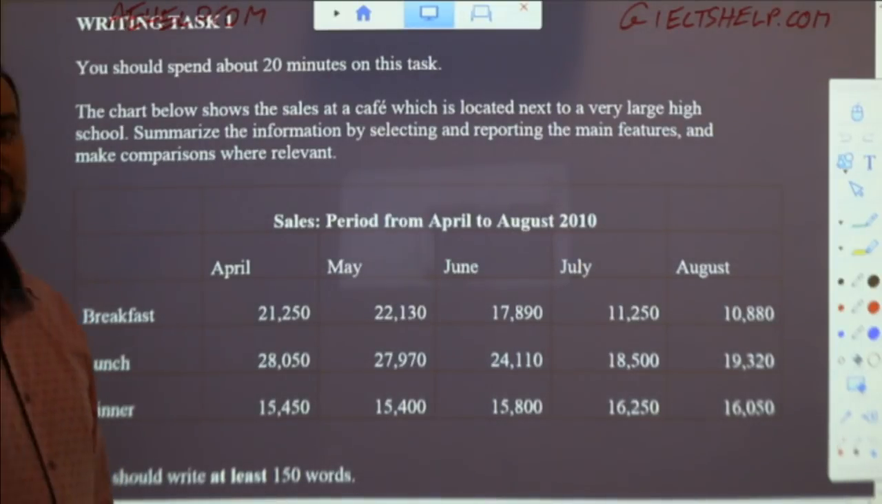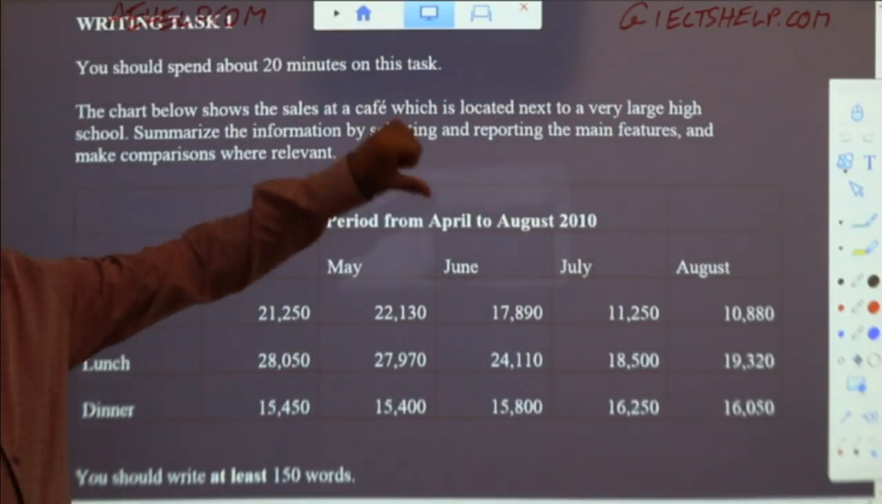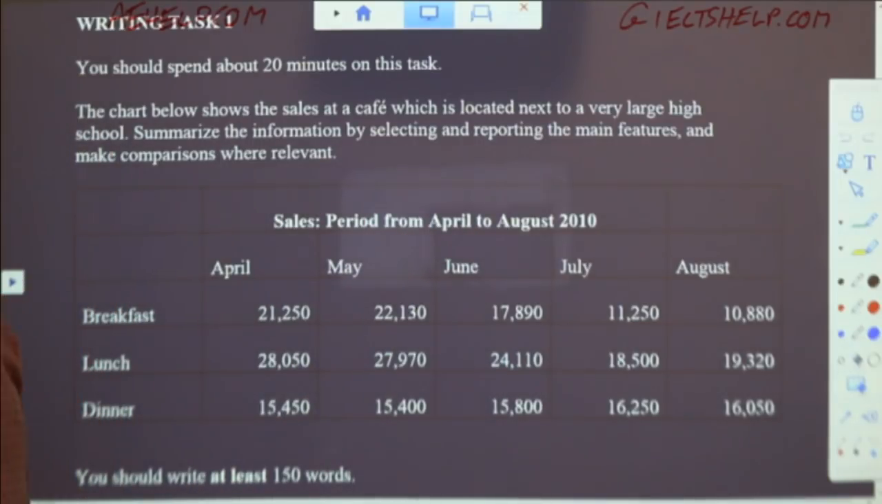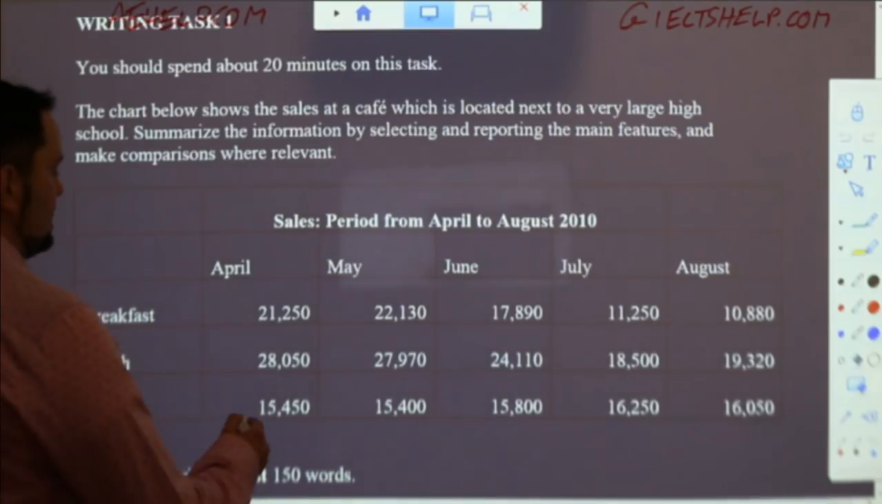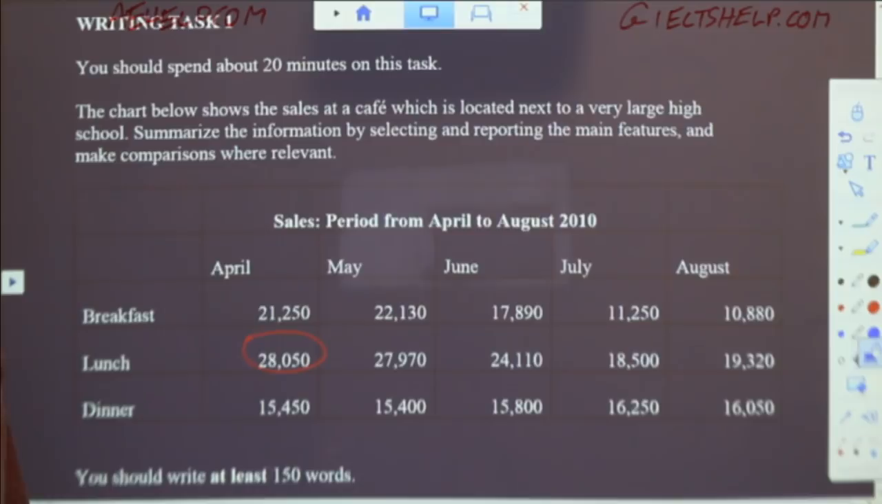This is not a pie chart, Milad. This is a table. If you start writing about a pie chart, your mark's going to go boom, crash and burn. Okay, you're saying lunch in April, and that looks to be right with 28,050, so just over $28,000 earned, right? So that is definitely our point one.